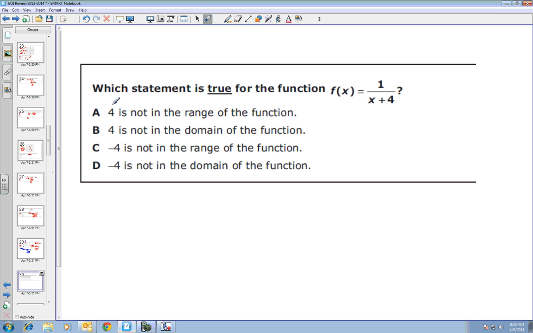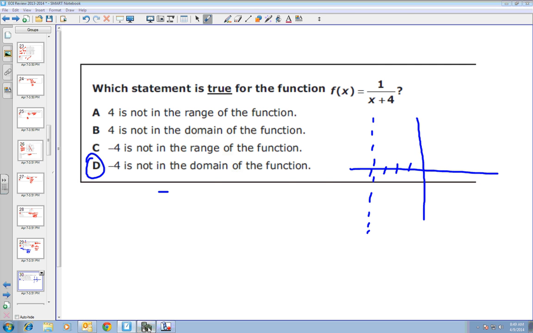Okay, so let's look at our choices. Our choices say 4 is not in the range. 4 is not in the domain. Negative 4 is not in the range. Negative 4 is not in the domain. Well, which one is it? It's D. So whenever I have a break in my graph, because 1, 2, 3, 4, I have this vertical asymptote right here. There's a break, so that means that cannot be in the domain.